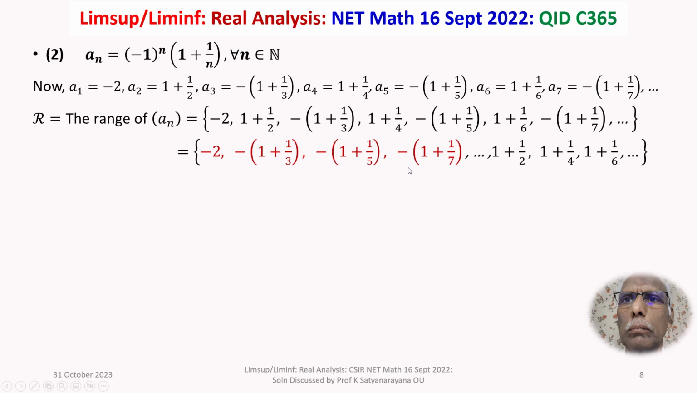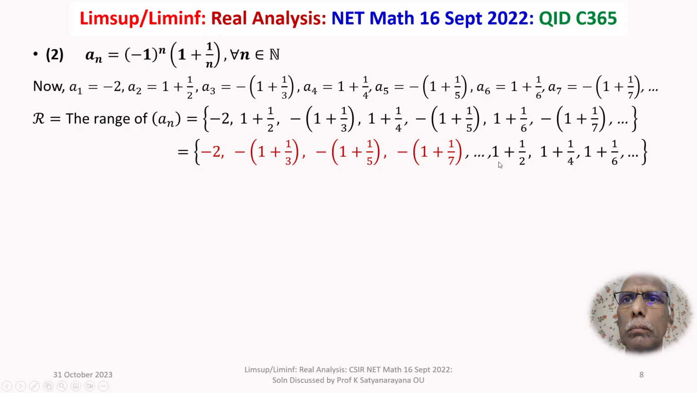Now we observe that minus 1 doesn't belong to the range of the sequence. However, every neighborhood of minus 1 will contain infinitely many points of these red ones. That means every neighborhood of minus 1 contains infinitely many points of the range. Therefore, minus 1 is a limit point of R.